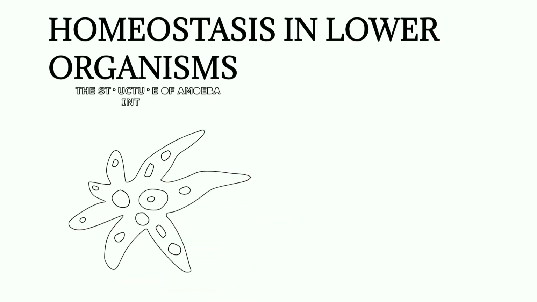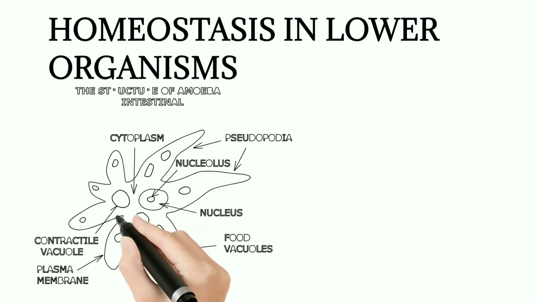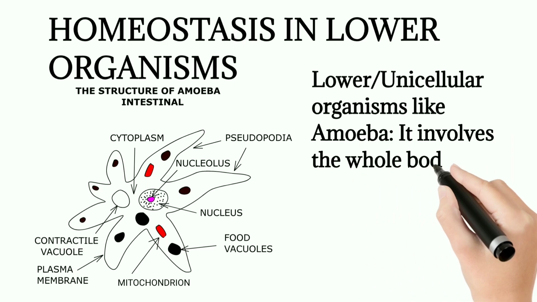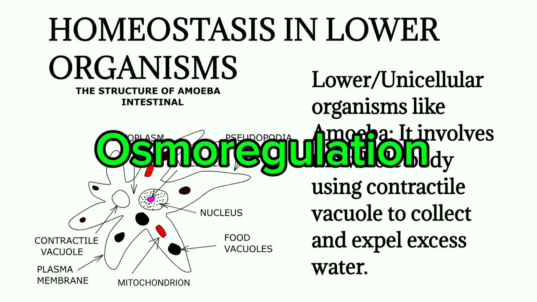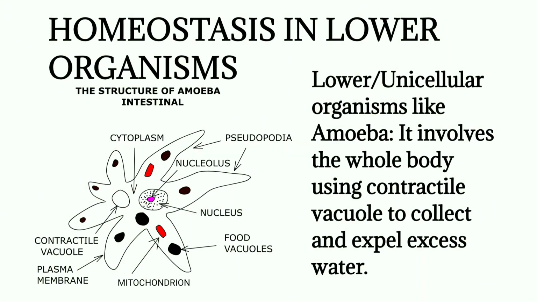Okay, so let's look at homeostasis in lower organisms. The diagram you are seeing here is an amoeba, and an amoeba is a typical example of a unicellular organism. Using the contractile vacuole, amoeba carry out what we call osmoregulation. Osmoregulation is a process by which an animal regulates the balance between water and salt in its body fluid. So amoeba maintain the water, because when excess water enters, the body will become turgid. So the contractile vacuole helps in removing excess water from the body of an amoeba.